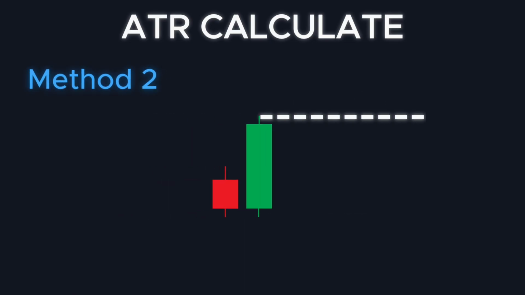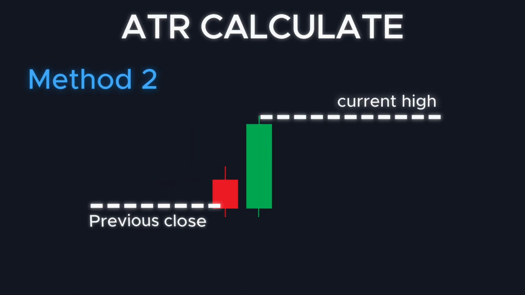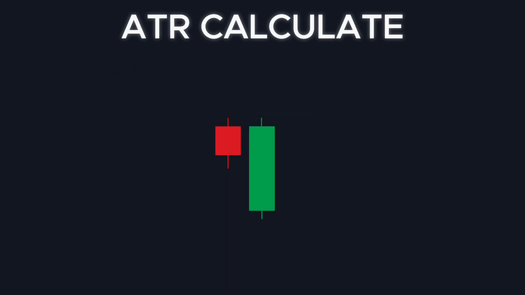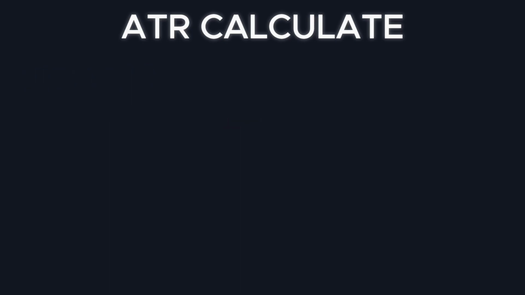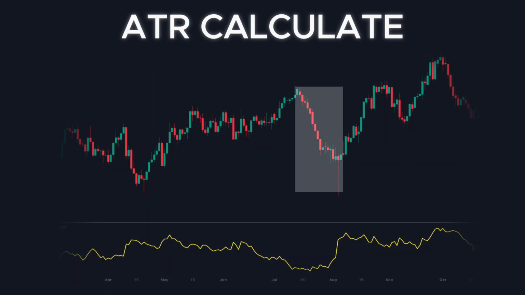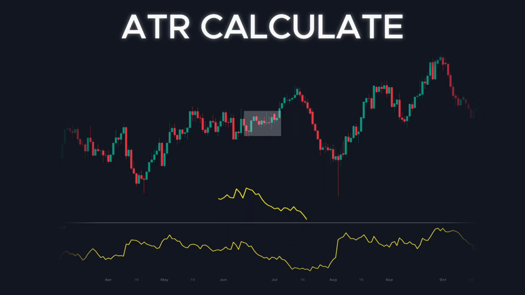Method 2. The current high minus the previous close. This captures gaps, or when the market opens higher than the last close. Method 3. The current low minus the previous close. This captures cases where the market opens lower than the previous close. In short, when the candles show a bigger range, the ATR value goes up. When the range is smaller, the ATR value goes down. The key takeaway is that ATR measures market volatility.